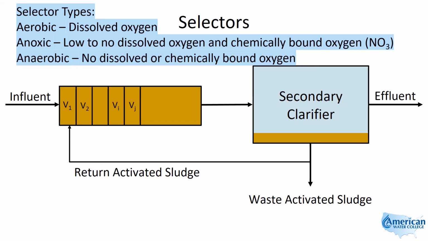In the aerobic zone, there will be dissolved oxygen. In an anoxic zone, there'll be low to no dissolved oxygen, but there will be chemically bound oxygen in the form of nitrite and nitrate. And then in anaerobic zones, there will be no dissolved or chemically bound oxygen.